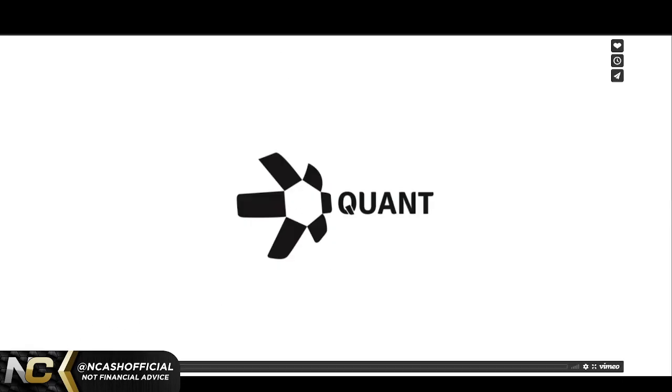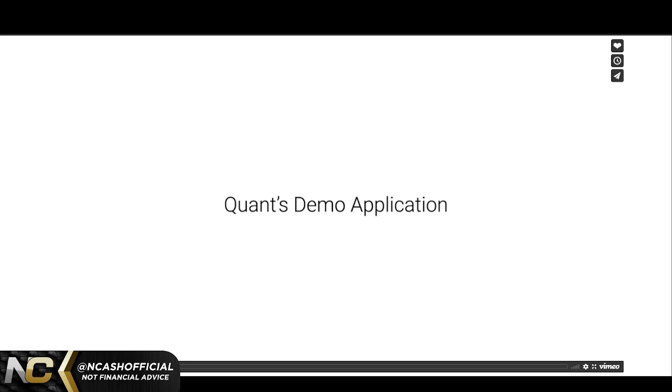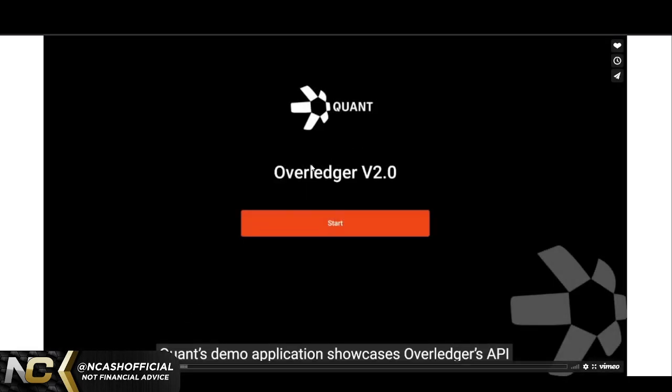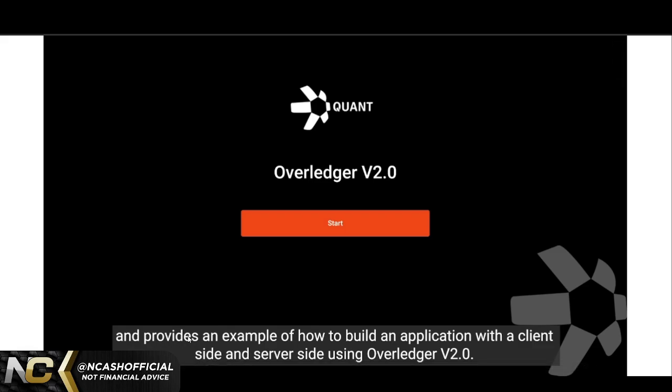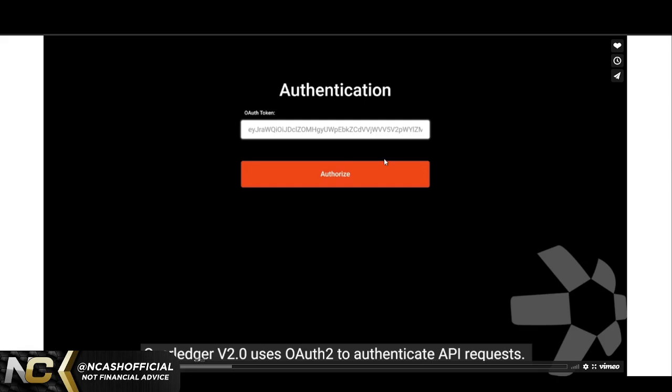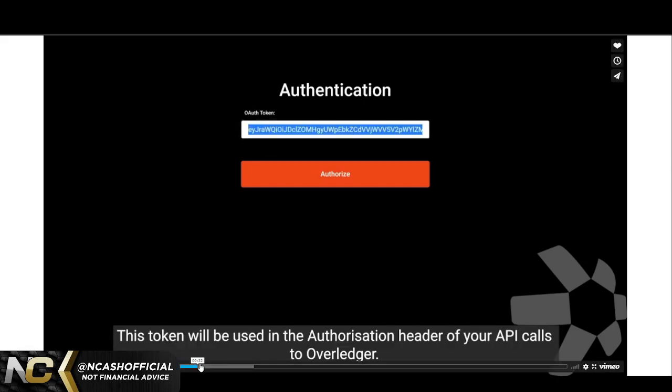So let's actually watch this. It's actually very interesting, because guess what's included in this? XRP. So let's skip a little bit ahead. So this is the Overledger V2 demo. This is pretty much showcasing the application itself and how the transactions would basically work. So authentication, you authorize it, and so forth.